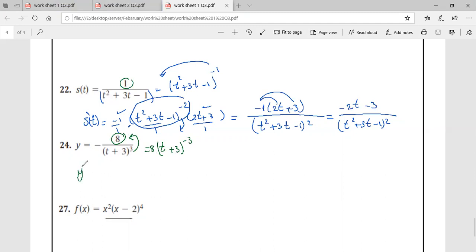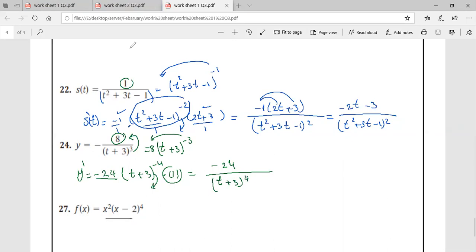Here the derivative, by the same way, will be negative 24 times the bracket. Decrease the exponent by 1, it will be negative 4. Don't forget to multiply by the derivative, but here it is 1. By the same way, don't keep it with a negative power. It will be negative 24 multiply 1, negative 24. This one I move to the denominator, it will be t plus 3 all to power 4. Trivial.